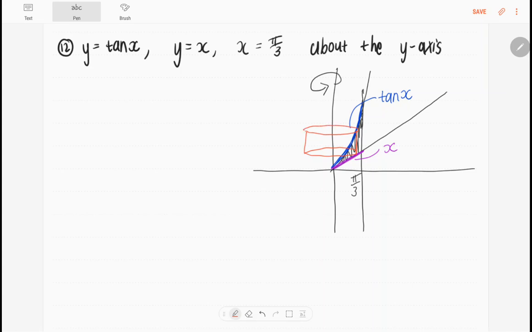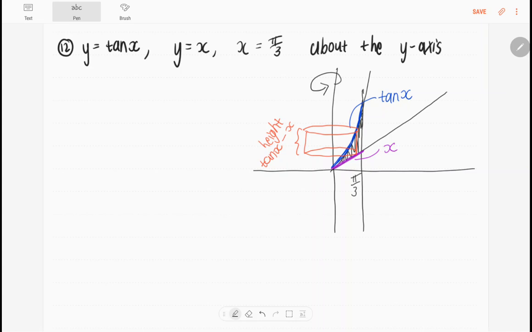So what we would need to do is work out the height of the shell. The height of a shell is going to be what? We have our top function, which is tan x, minus our bottom, which is x. You could also use the washer method here. In the previous one, you could have also used the shells method. So let's just write down what we get.